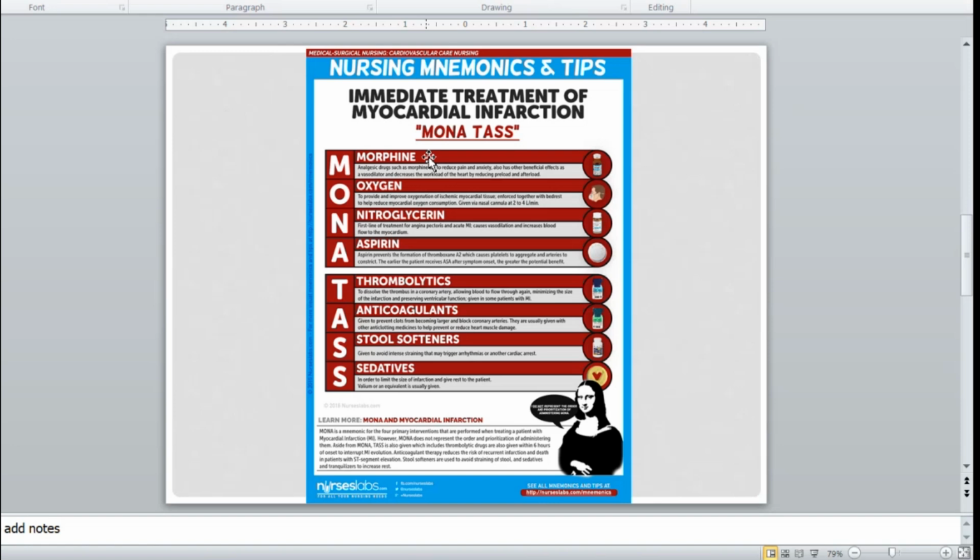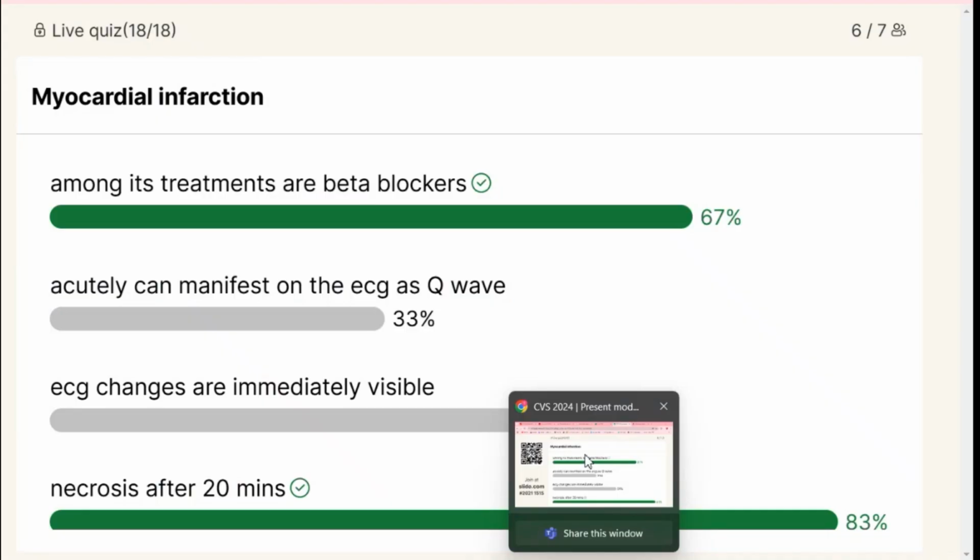But I think what you need to remember is the MONA, so the morphine for analgesics for the pain, oxygen just to make sure the saturation of oxygen is in acceptable range, nitroglycerine, which is a vasodilator, and aspirin for the thrombus formation. So all of this is for the myocardial infarction.